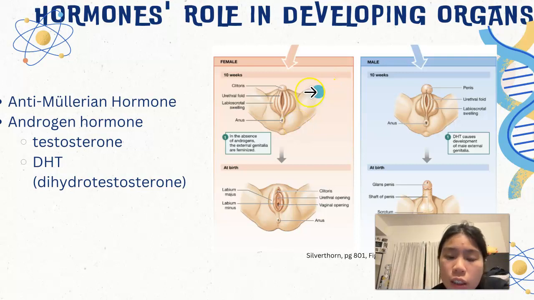So that's why we see the clitoris and the vagina for the female as external organs, and then we see here for males they have the penis and the scrotum, and that's all due to the hormones, the ducts, and the foundation of it all is the SRY gene and the X and Y chromosomes.